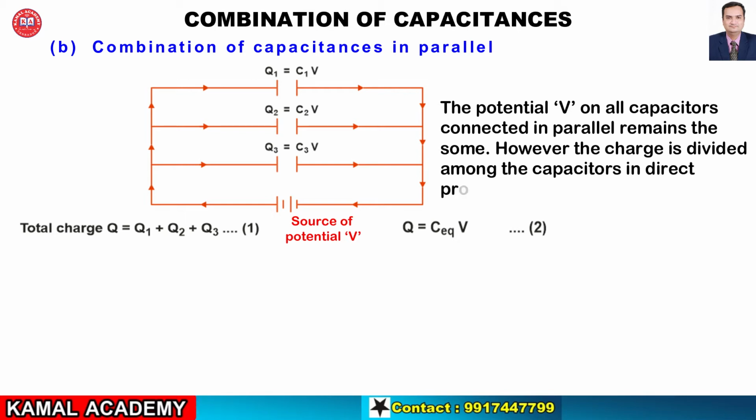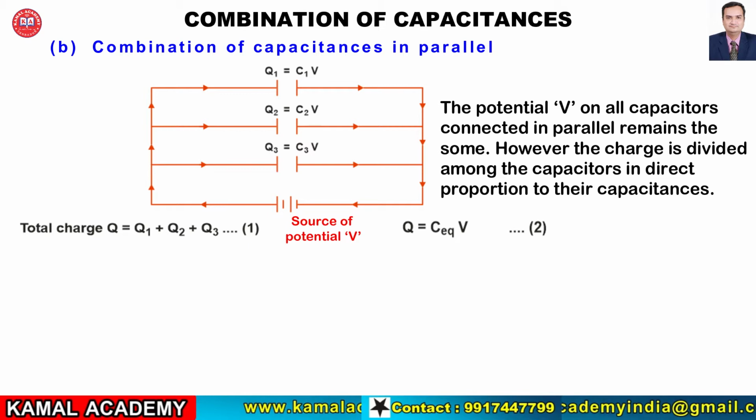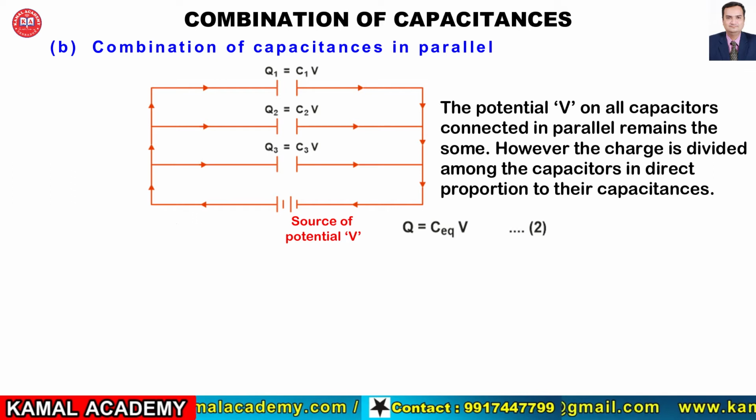However, the total charge Q supplied by the source is divided among the three capacitors in direct proportion to their capacitances as Q1, Q2 and Q3. Thus, the higher the capacitance of a capacitor, the greater the charge stored on its plates and vice versa. Thus, the total charge Q supplied by the source is equal to the sum of the charges on the plates of the three capacitors. Or in other words, we can write total charge Q is equal to Q1 plus Q2 plus Q3.